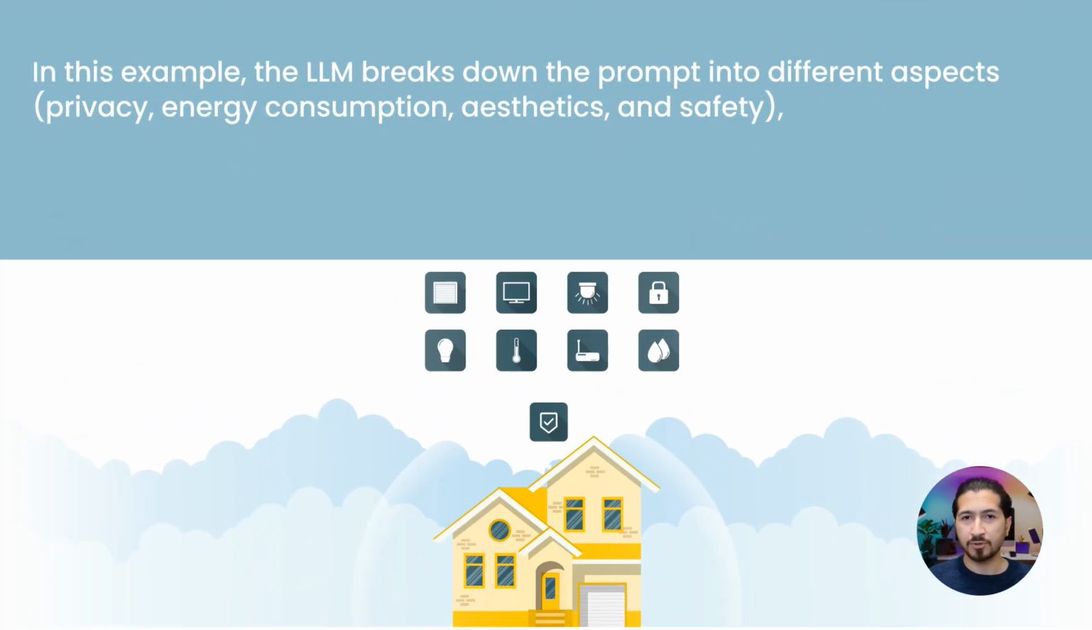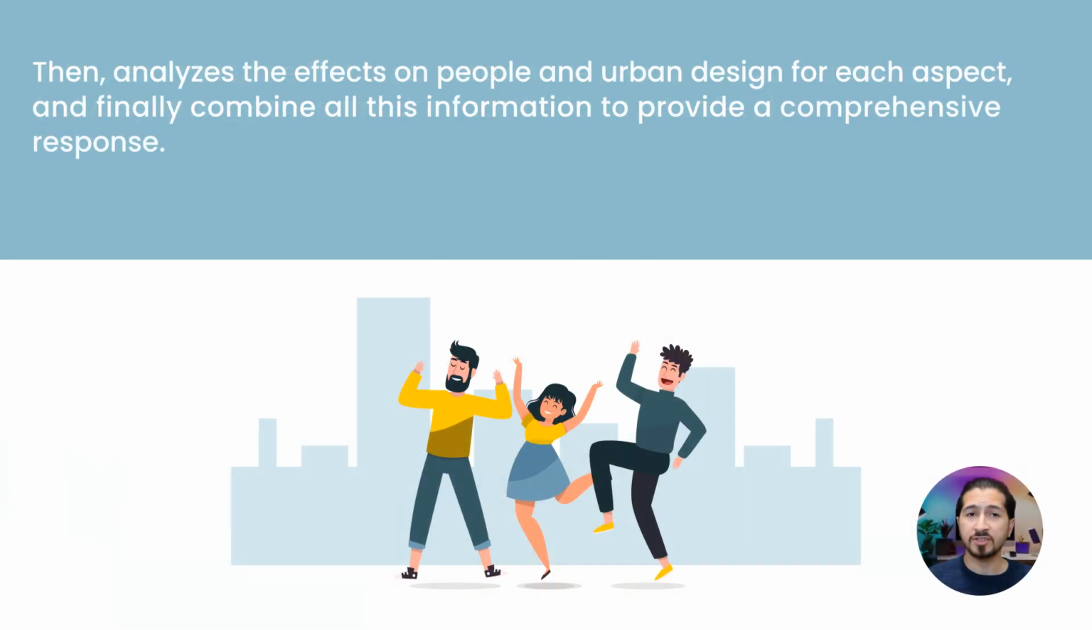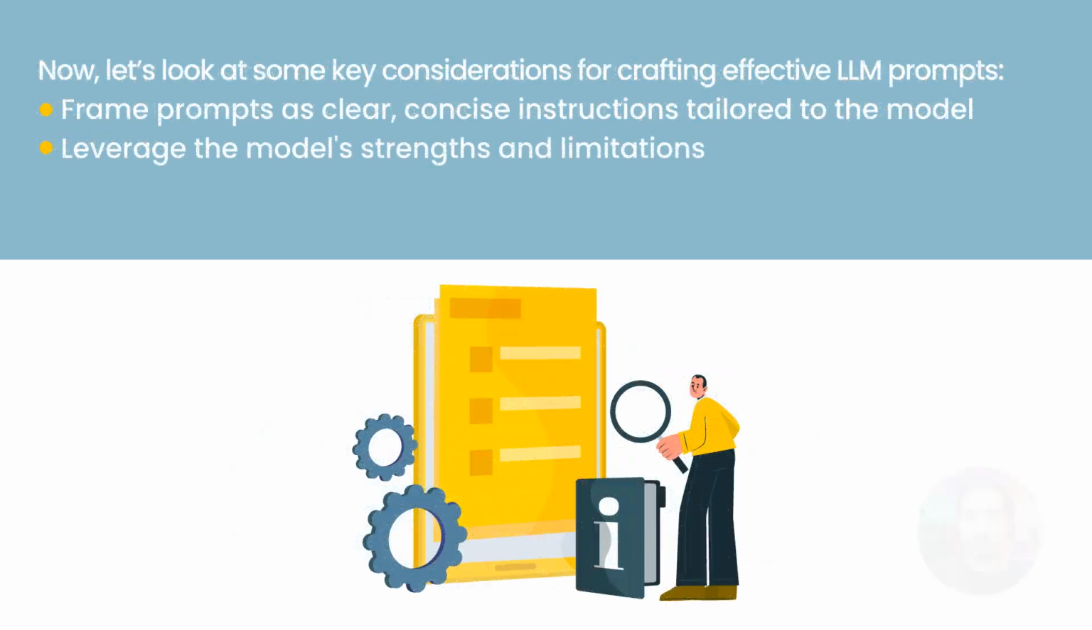In this example, the LLM breaks down the prompt into different aspects, for example, privacy, energy consumption, aesthetics, and safety. Then, it analyzes the effects on people and urban design for each aspect, and finally combines all this information to provide a comprehensive response. Now, let's look at some key considerations for crafting effective LLM prompts.